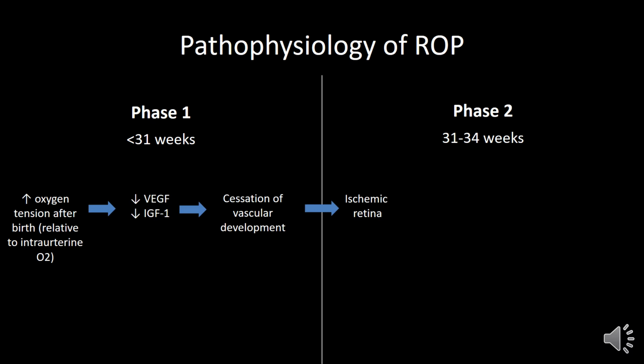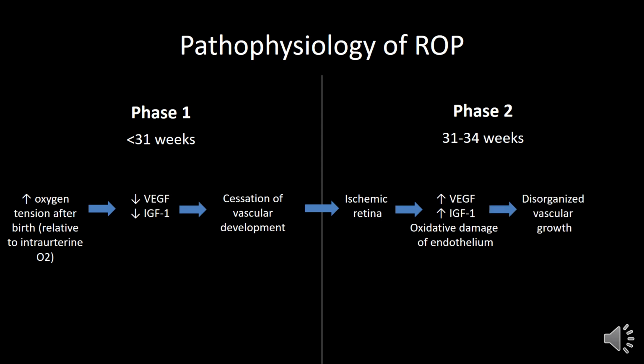The second phase of ROP begins at approximately 31 to 34 weeks gestational age. It is characterized by an abundance of growth factors secreted by the ischemic retina, particularly VEGF and insulin-like growth factor 1, among others, as well as oxidative damage to the endothelial cells. This leads to disorganized vascular growth and the 5 stages of ROP that we have already discussed.